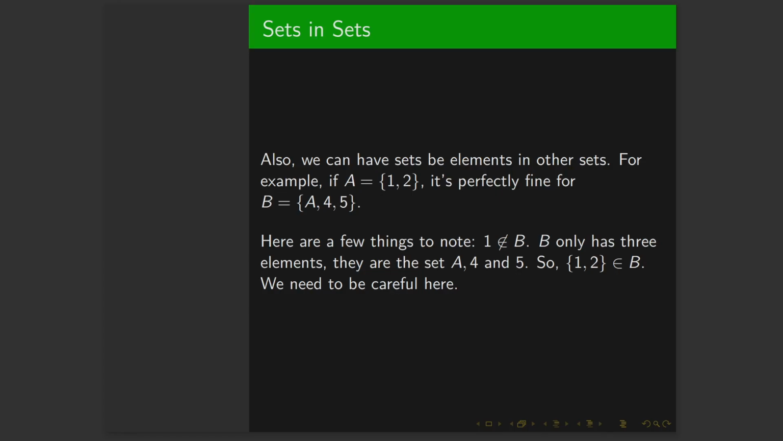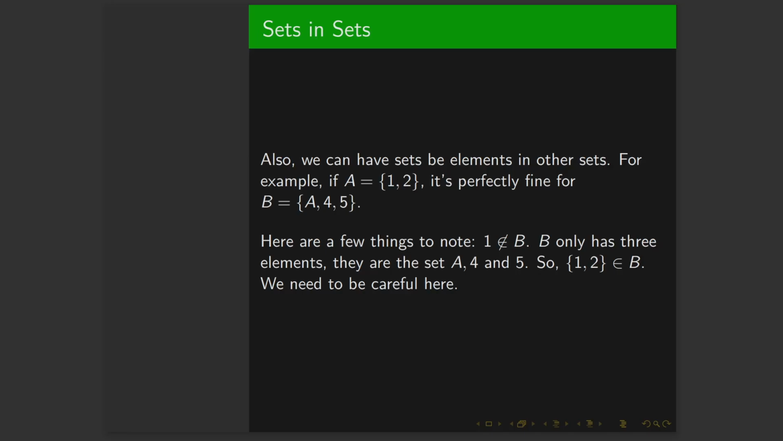So one really interesting thing, another interesting property, is that we can have sets within sets. Let's take a look at this example right here. If we have A is equal to the set containing 1 and 2, it's perfectly fine for B to be a set that contains A, 4, and 5. So yes, B is a set that contains another set as an element. It's really weird, but a way that you can think about it is if B is a really, really big box, then inside A you can have like a smaller box that contains other things, right?